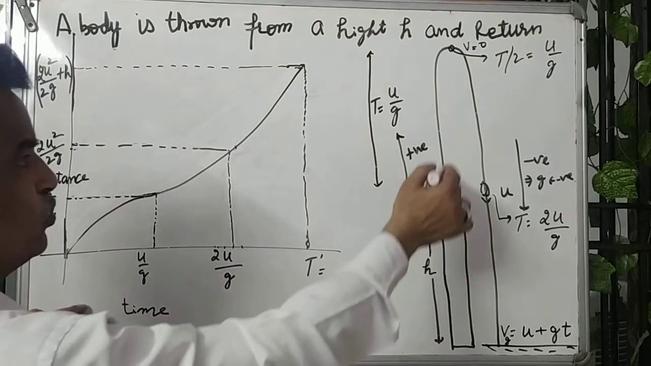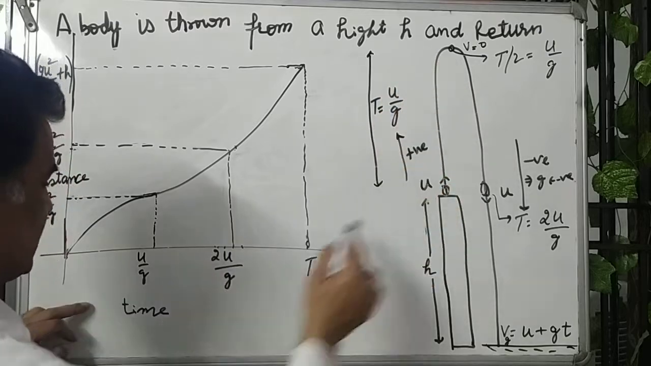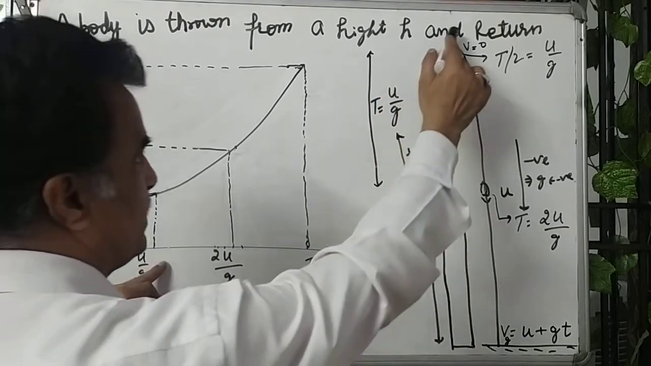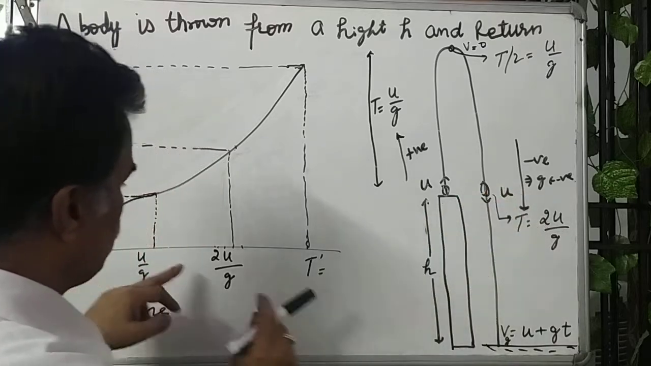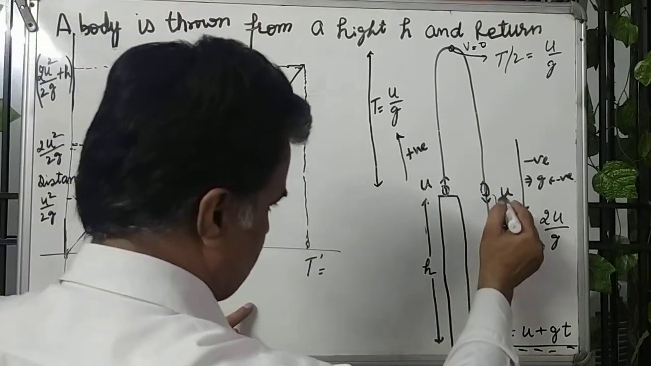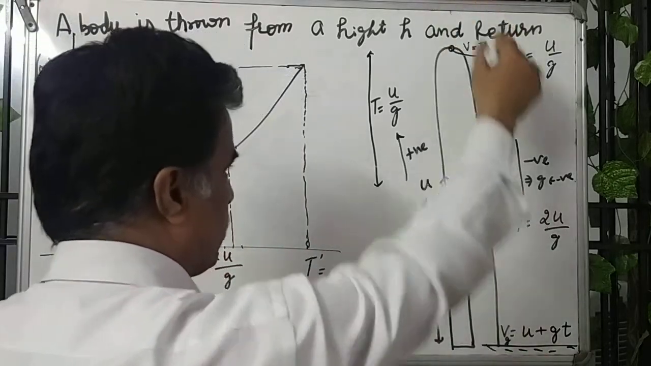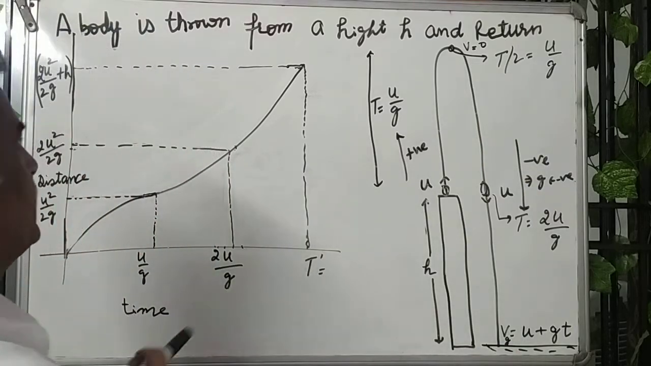This to this time is u upon g, and further coming down it is u upon g. So u upon g and u upon g is twice u upon g. And further it comes over here. So this is the total time, t dash.